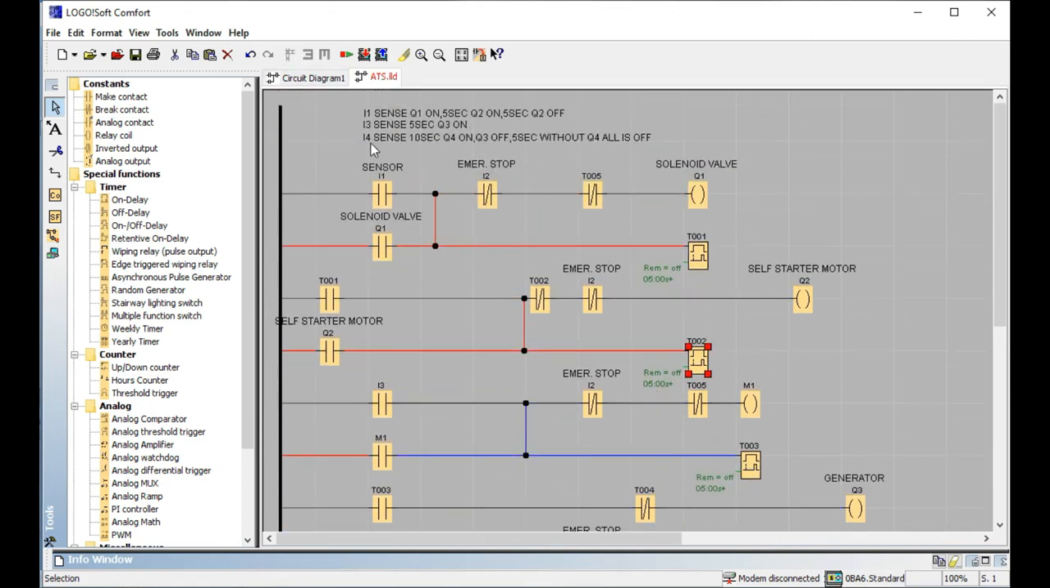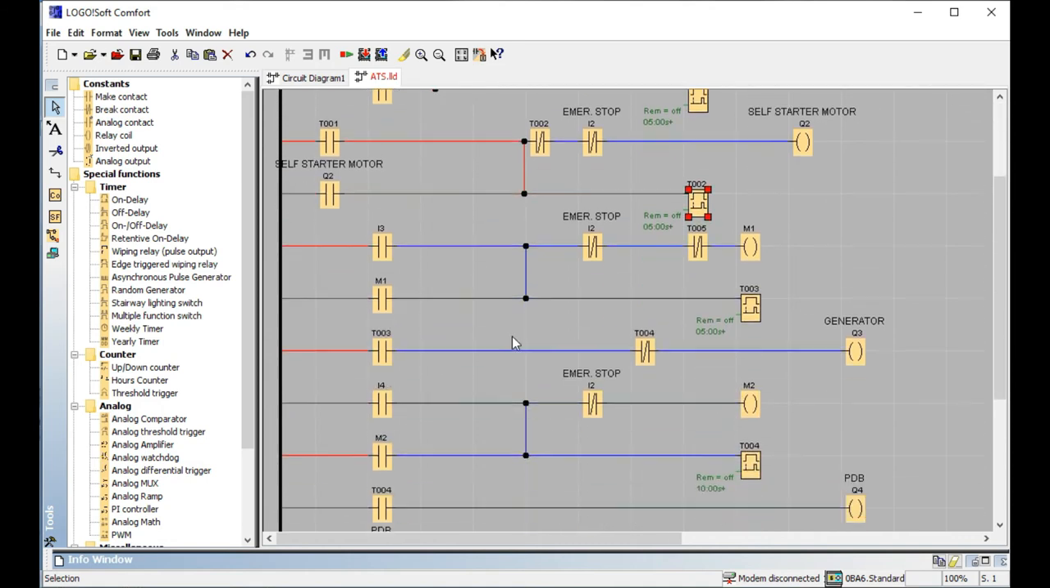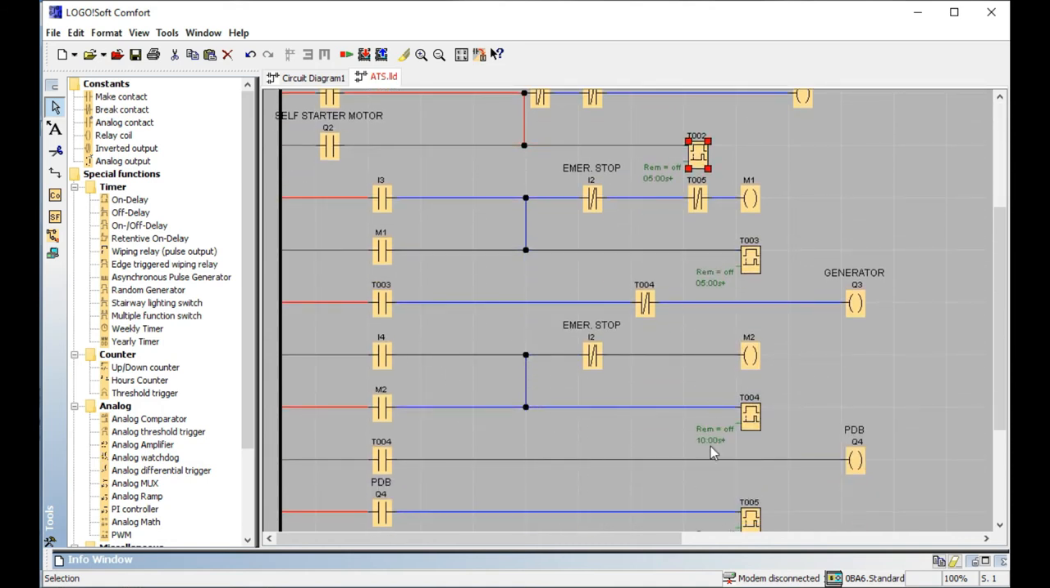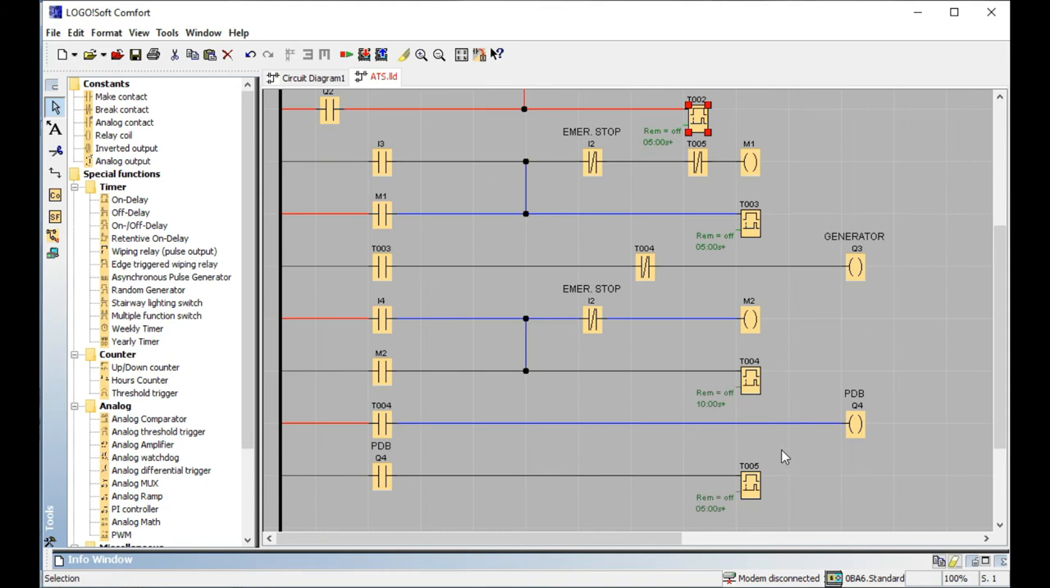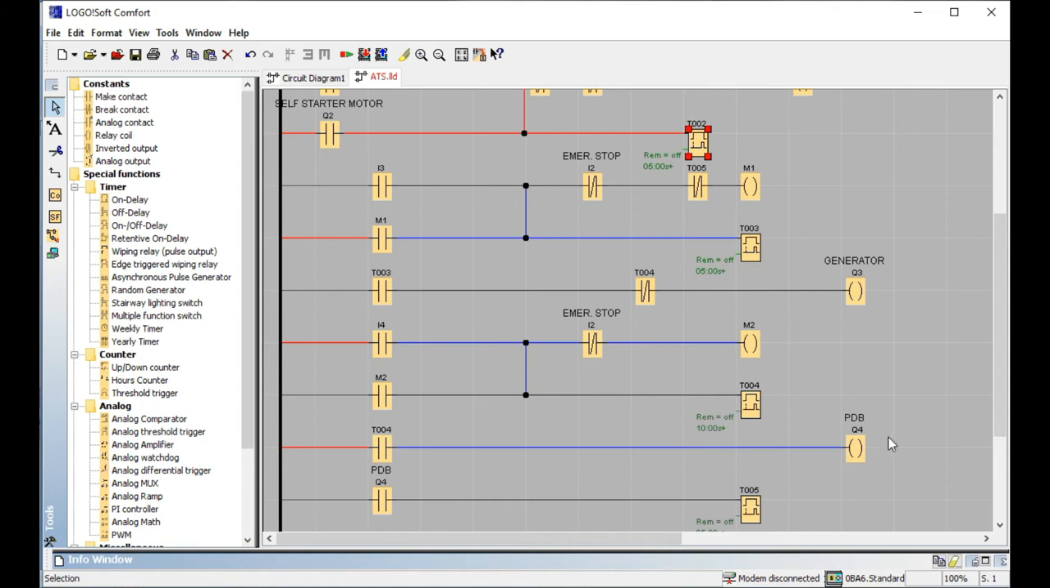Then I4 senses. That is only for the generator system, and I4 is only for the feeding. When your generator is running, immediately your electricity is coming here, I4 will sense, because the generator relay is energized, and I4 is normally open. I4 senses and there is a 10 second delay. Then Q4 will be connected. That means the PDB will be connected after 10 seconds here.